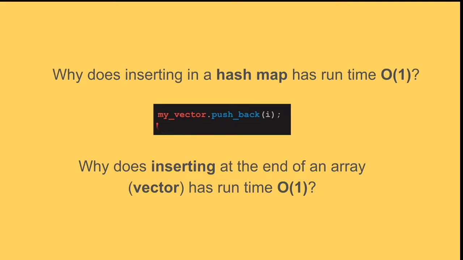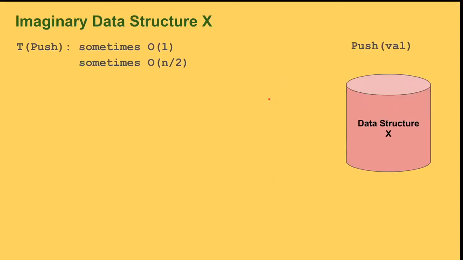In this video, I'm trying to answer exactly why inserting inside a hash map, for example, has a runtime of O of 1, or inserting at the end of an array or a vector has a runtime of O of 1. In order to answer questions like this, let's start with a simple example.